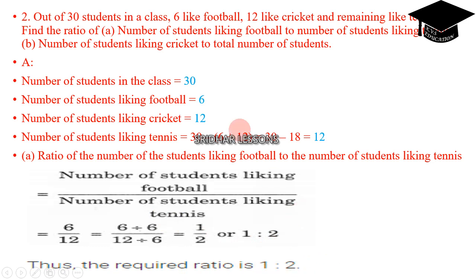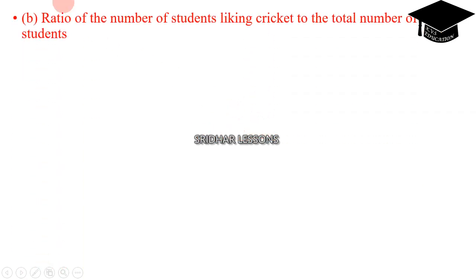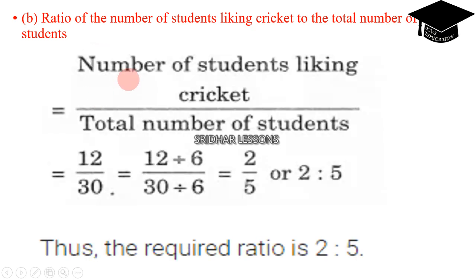Next, the ratio of the number of students liking cricket to the total number of students. So what we have to do: 12 by 30. The value is 12 by 30. 6 cancels in 12 two times and it cancels in 30 five times. So it is 2 by 5 or 2 is to 5. So the required ratio is 2 is to 5.